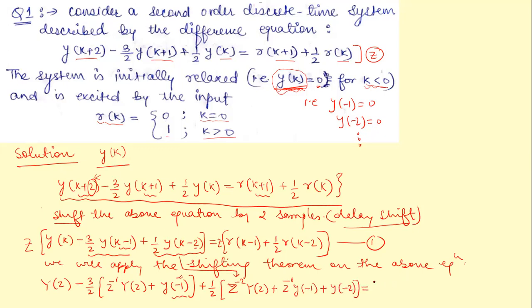And here also we will apply the shifting theorem to get the z transform. So it is z raised to the power minus 1 rz plus r minus 1, and plus 1 by 2. So it would be z raised to the power minus 2 rz plus z raised to the power minus 1 r minus 1 plus r minus 2. Now this would be the equation, right?